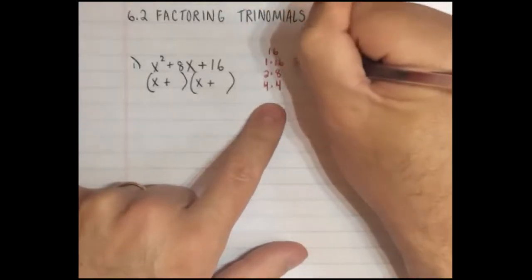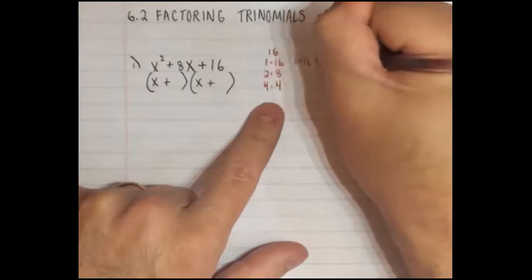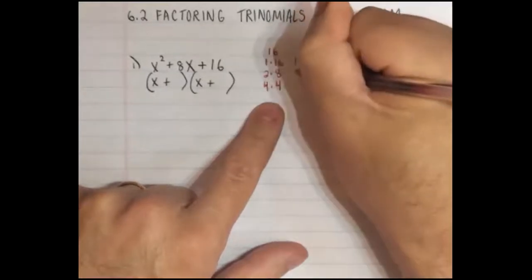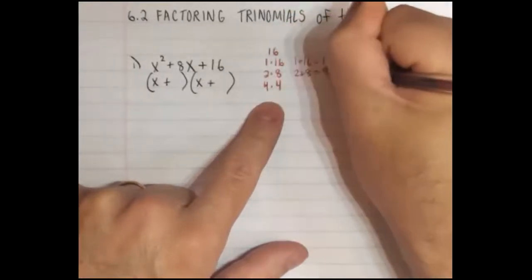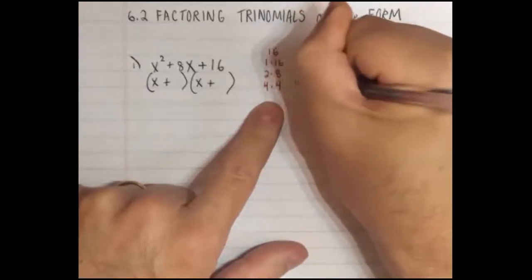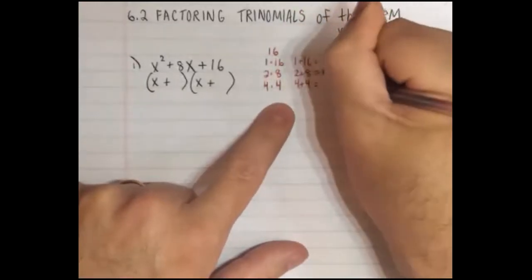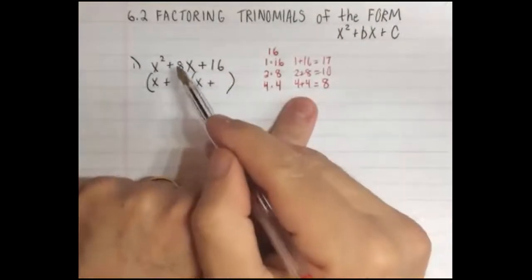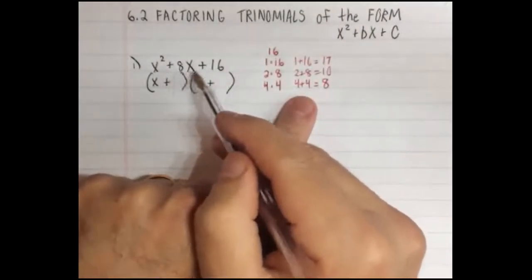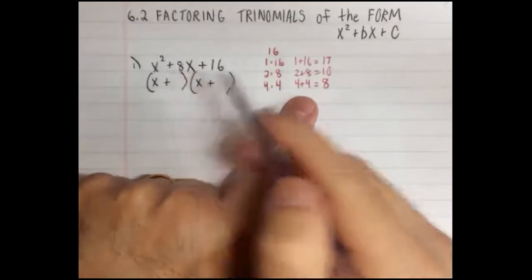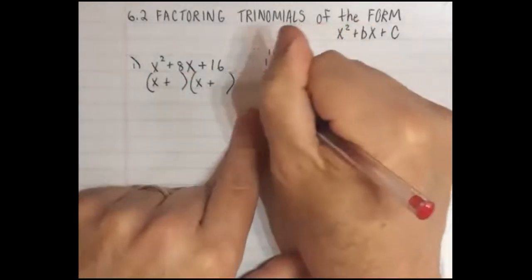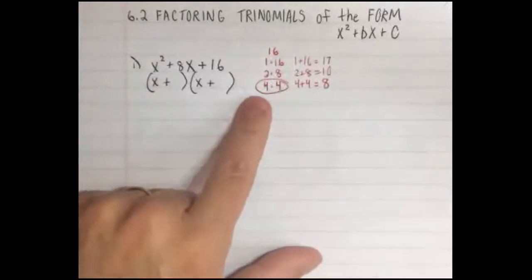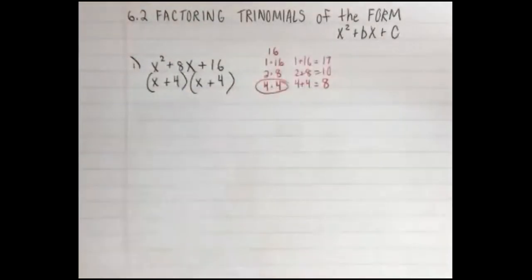But when I add them together, in other words, when I go 1 plus 16, what do I get? I get 17. When I go 2 plus 8, I get 10. When I do 4 plus 4, I get 8. And that's the one I wanted, because I wanted them to add together to give 8. So if you find those two, it's 4 and 4, and this one they happen to be the same, those are the numbers you're putting in the middle.